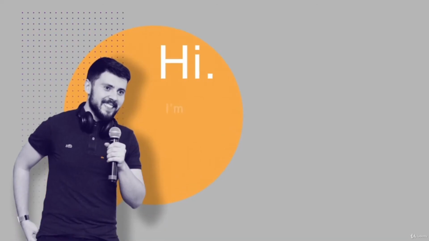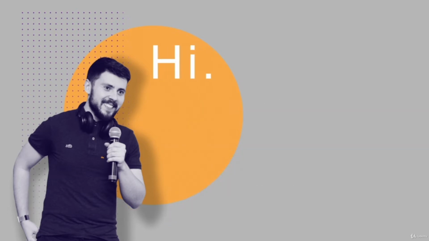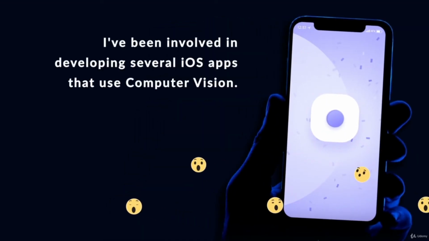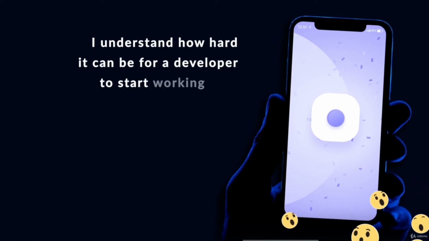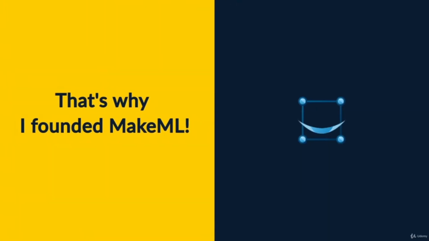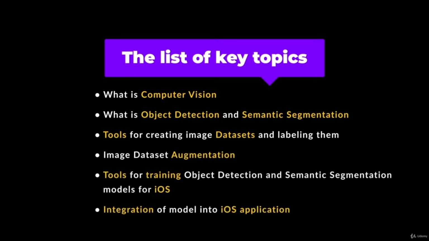I'm Alex Korotkov, founder and CEO at MakeML, a macOS app allowing iOS developers to train object detection and semantic segmentation neural networks for mobile. I've developed several iOS apps with computer vision, so I understand entirely how much pain it takes for a developer to start working with machine learning. That's why I founded MakeML, and in this course I'd like to show you everything you need to integrate computer vision neural network into your app, from collecting dataset to processing model output.